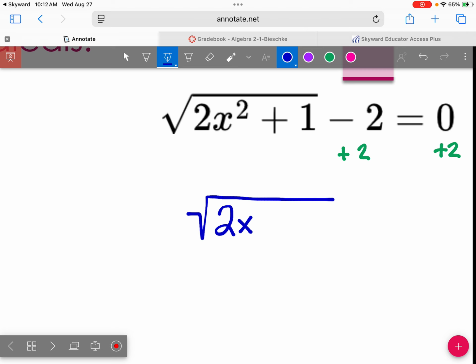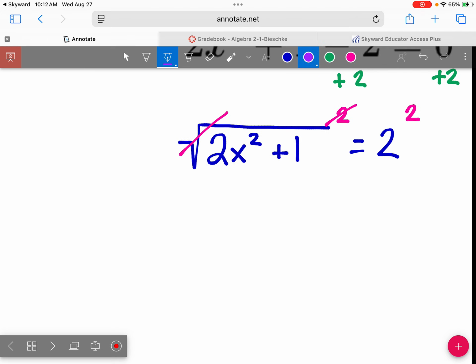Now we have the square root of 2x squared plus 1 equals 2. Now what should we do? Square both sides. I want to get rid of this radical here. That's the whole point. As long as I do it to the left side, I have to do it to the right side. That's going to give us 2x squared plus 1 equals 2 squared, which gives us 4. Then what?